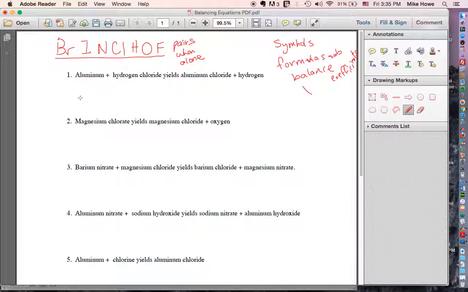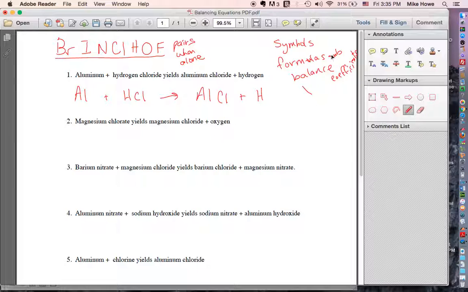All right, so here we go. First of all, symbols. So you'd have Al, you'd have HCl, yields is an arrow, aluminum chloride is Al and Cl, and hydrogen is H. Step 1 done.